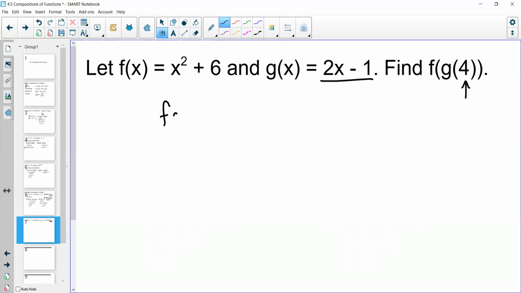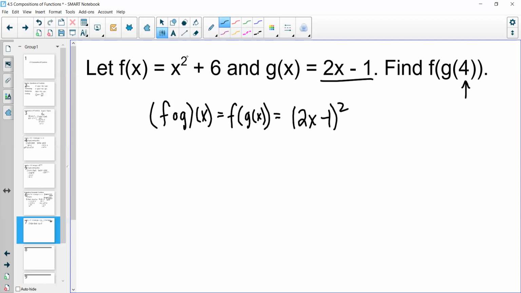So our composite function, or f of g of x, which is the same as f of g of x, right? These say the same thing. That means that I'm going to put in 2x minus 1 squared, because we have an x squared here, plus 6. Okay, so step 1, compose it. Step 2, substitute in our 4.